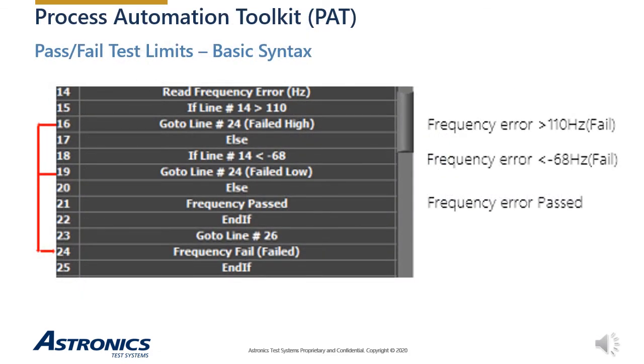In this slide we see the practical application of using the pass and fail parameters, the limits tests, to test a radio's frequency, in this case read frequency error. If line 14, the one above where we read it, is greater than 110 Hz, then we go to line 24, failed. Else, we test again to see if the frequency is less than 68 Hz, and again if it's less than 68 Hz we go to line 24, failed. Else the frequency passed and we jump out with an end if to take the next reading in the next slide.